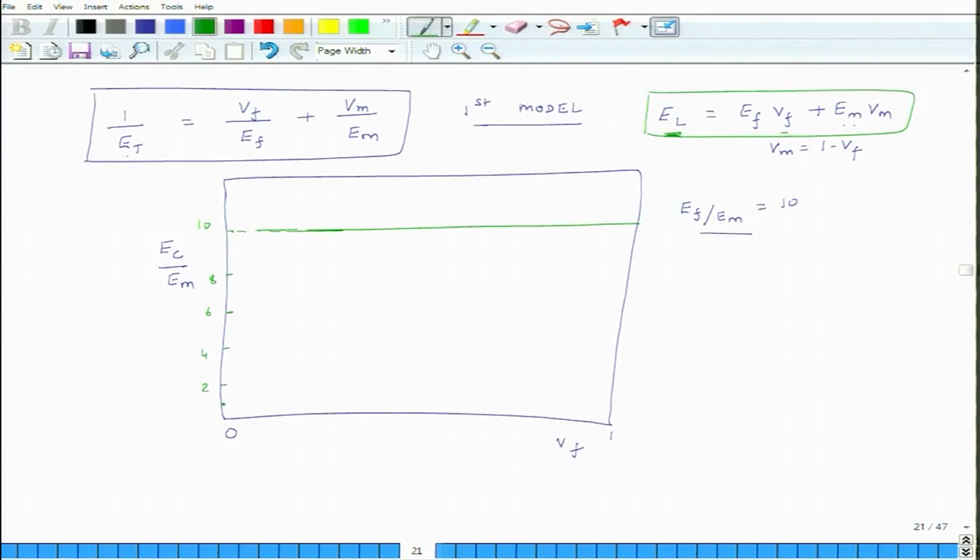And what is the maximum possible value of EL? When volume fraction of fiber is 1, this term will be 0, and Vf is 1. So, EL will be same as EF, and EL over EM will become 10, because this is what we have assumed, right. So, this will be a straight line. This is the relation for EL, or rather EL over EM.